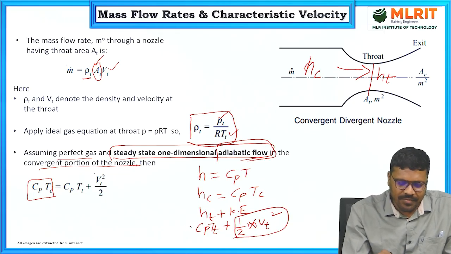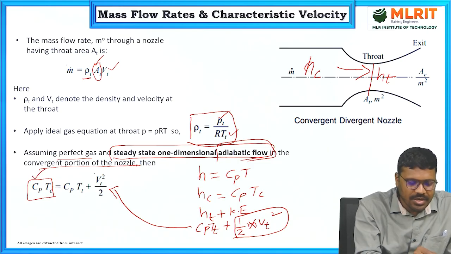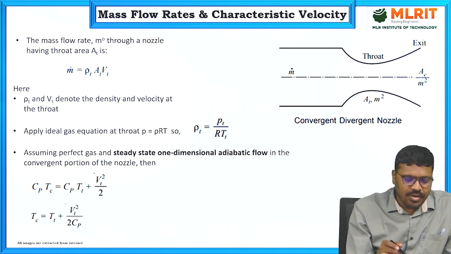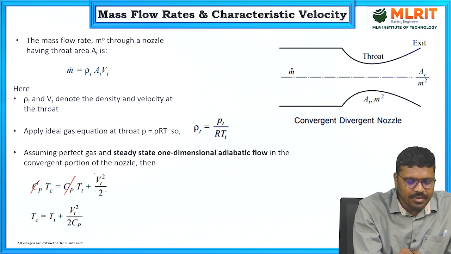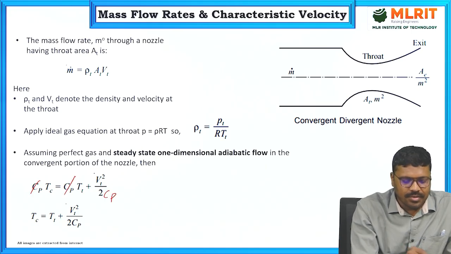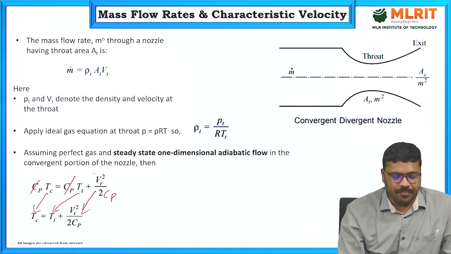So the same equation is written here. This is the energy of the gas in the combustion chamber, and this is the energy of the gases at the throat. If I take Cp common here, then you will get 1 by Cp in the denominator. Then this equation can be written as Tc is equal to Tt plus Vt square by 2 Cp.